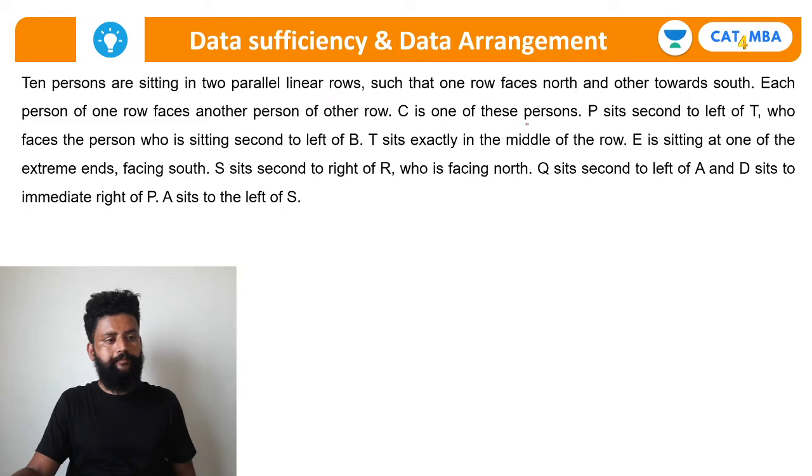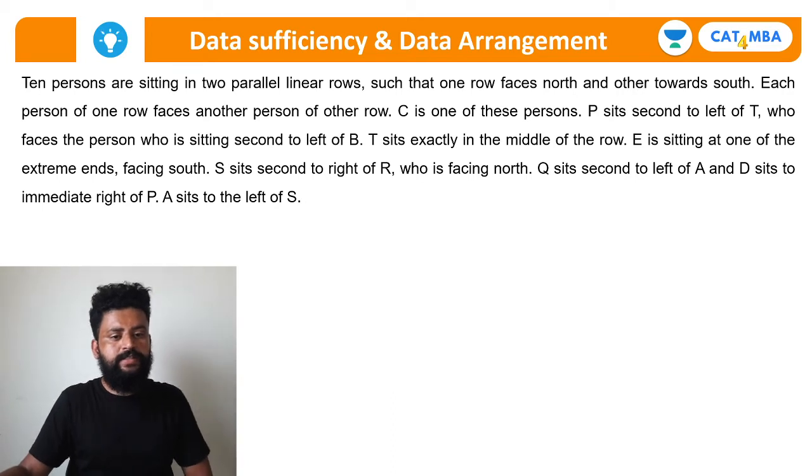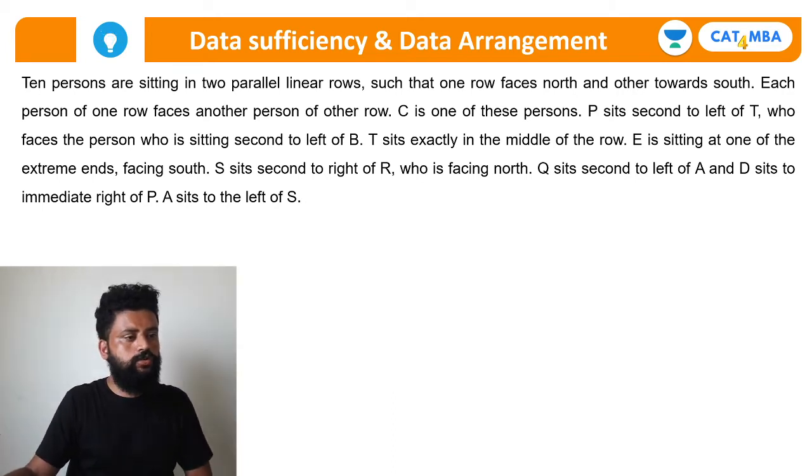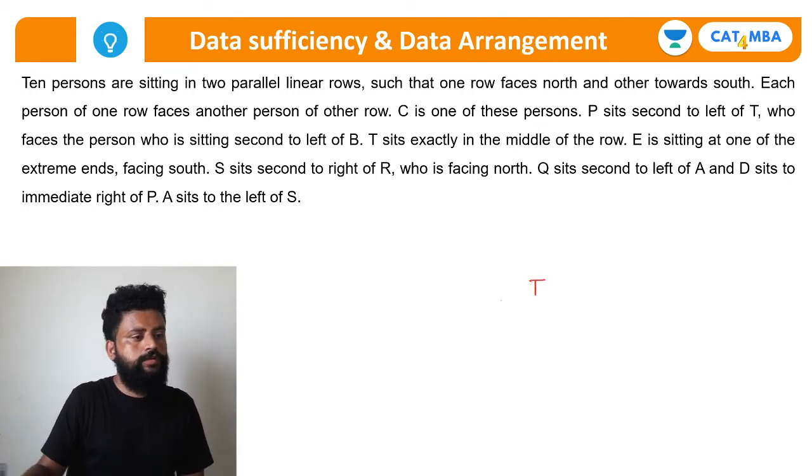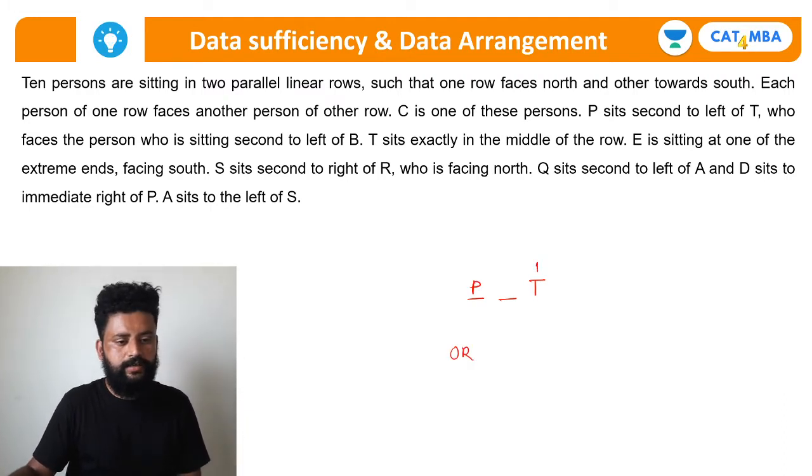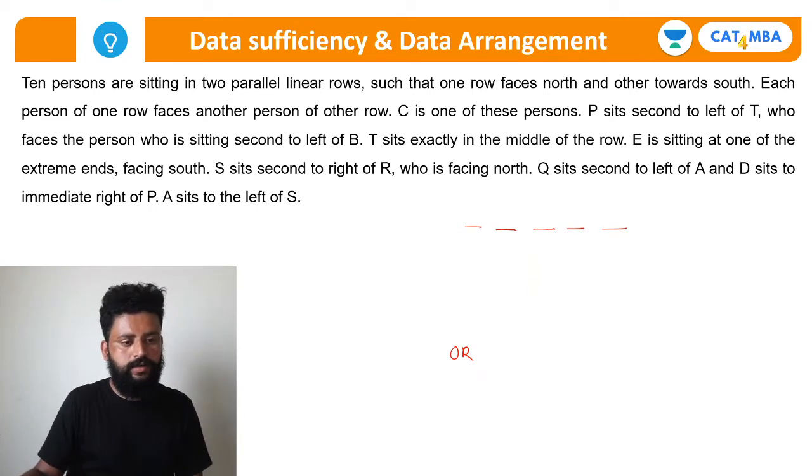C is one of the persons sitting. Then P sits second to the left of T. We don't know in which row. So there are 10 persons. P is second to the left of T. So if T is facing north, P is second to the left of T. Or if they are facing north, the other row will be like this, facing south. See, look at this. This is the structure of this arrangement.